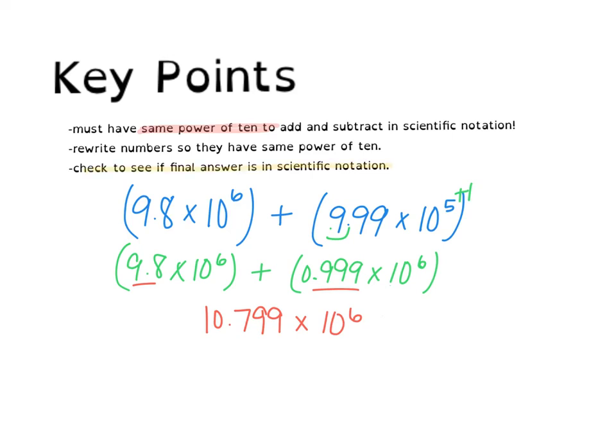So again, I just have one written here. Changed it so it was the same power of 10, added it together, and then your last step, always check to see if it's in scientific notation. This one is not, so then remember, I made that one smaller. I need to make that one bigger, so I end up with 1.0799 times 10 to the 7th.